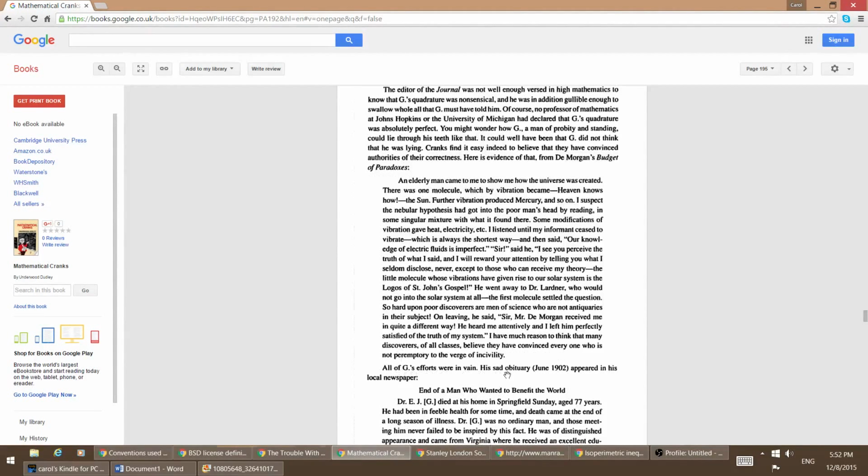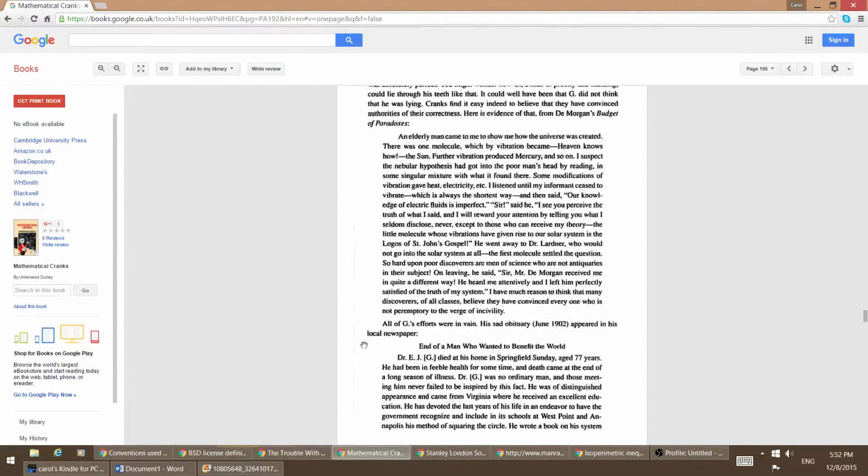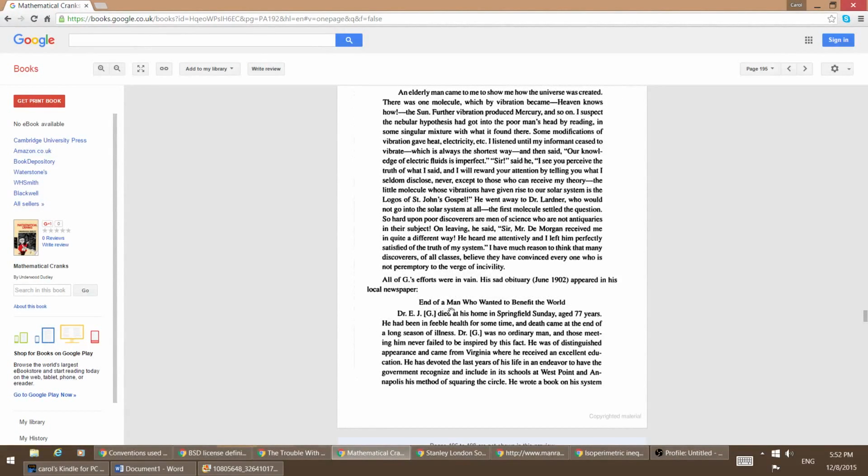All of G's efforts were in vain. His sad obituary, June 1902, appeared in his local newspaper. "End of the man who wanted to benefit the world. Dr. E.J. G. died at his home in Springfield Sunday, aged 77 years. He had been in feeble health for some time, and death came at the end of a long season of illness. Dr. G. was no ordinary man, and those meeting him never failed to be inspired by this fact. He was of distinguished appearance and came from Virginia, where he received an excellent education.